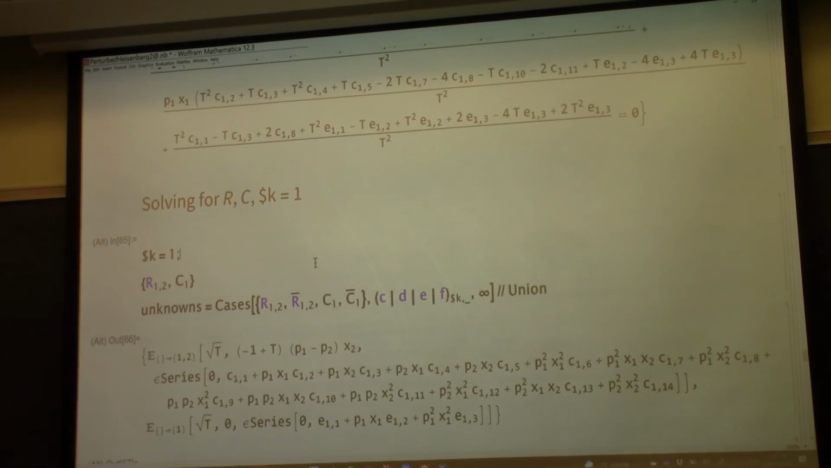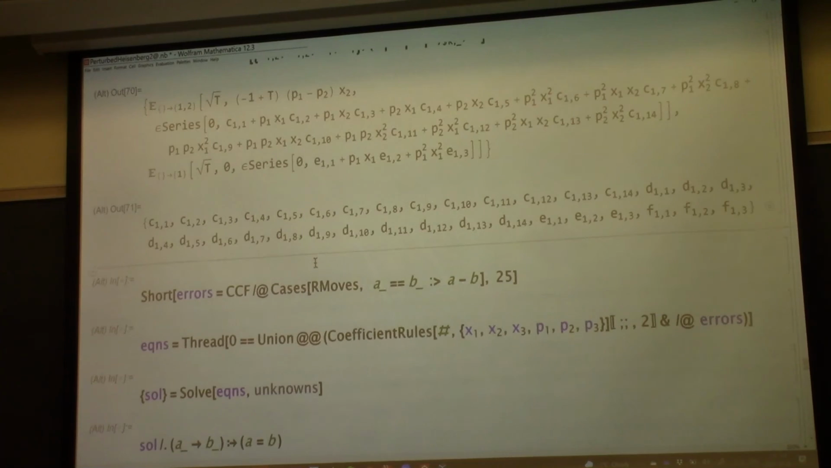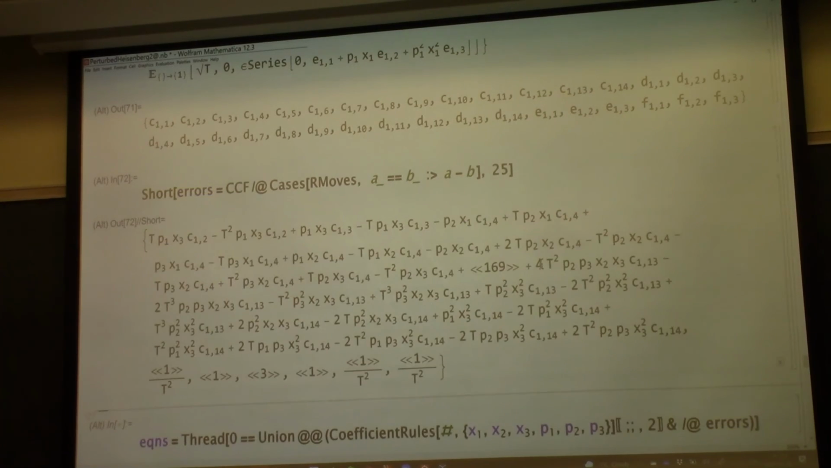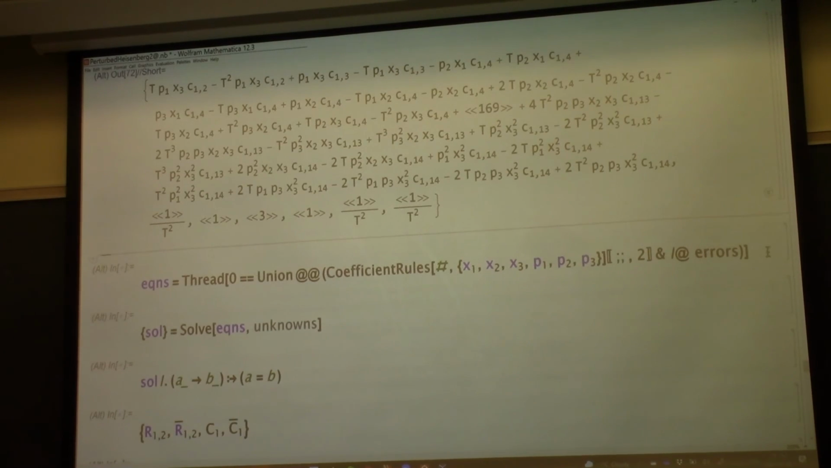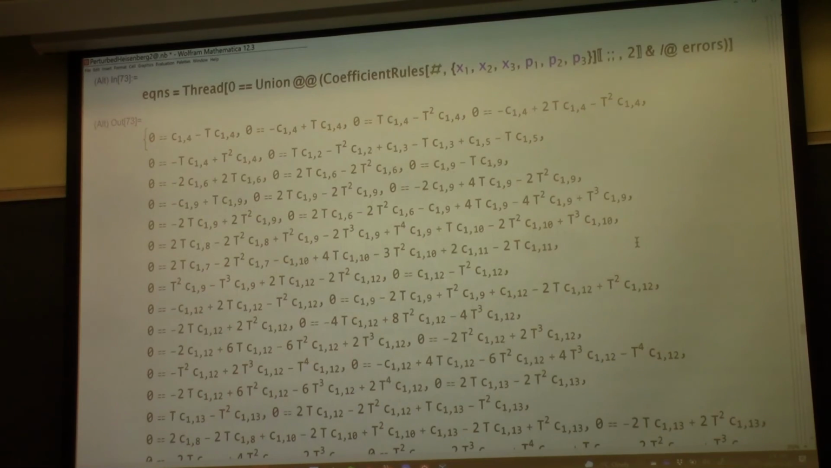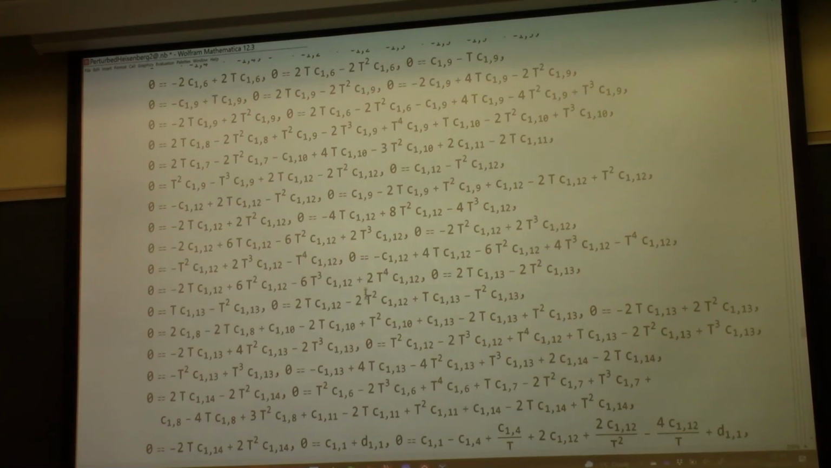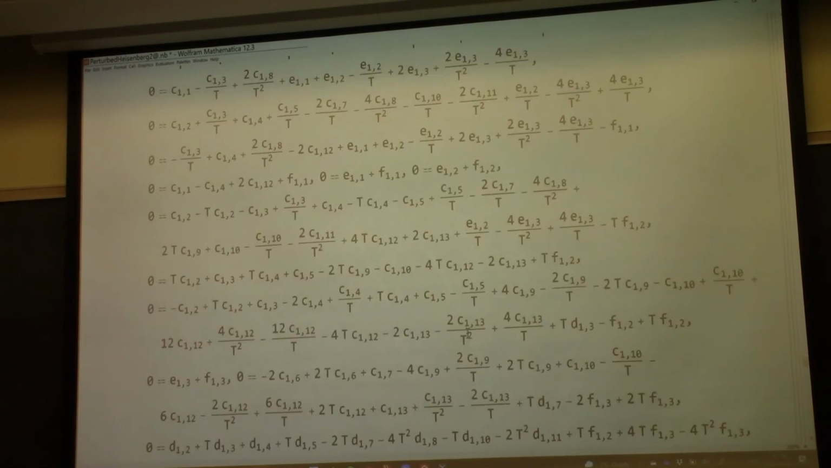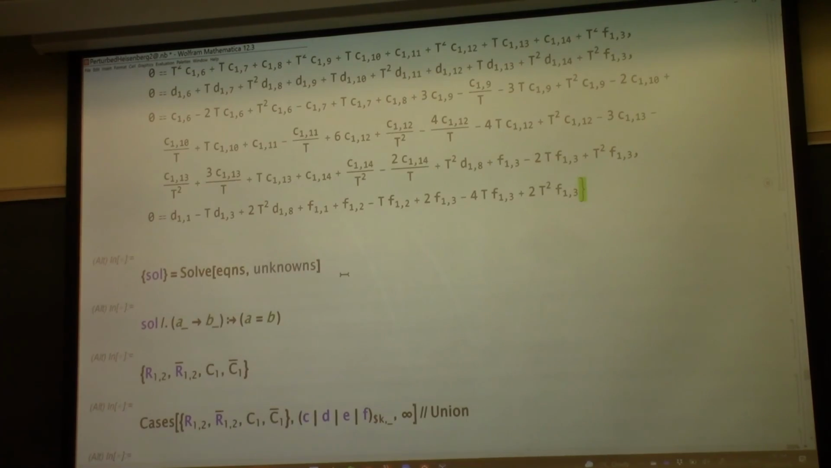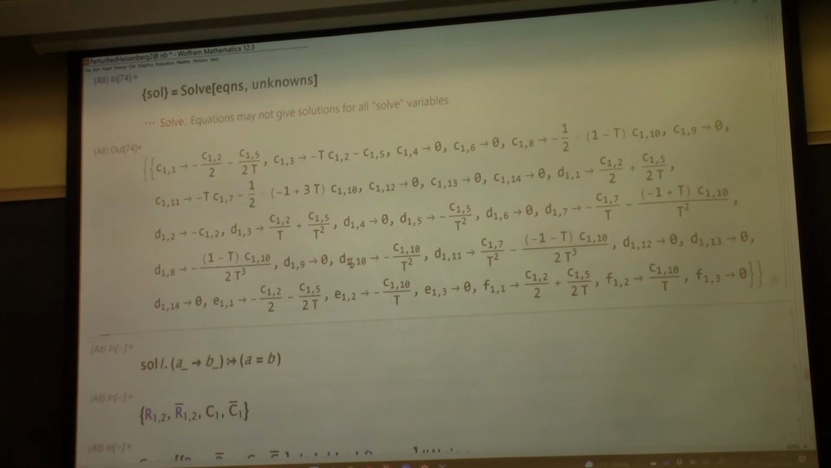So I generate the list of unknowns. I compute the errors in each of the equations. I actually turn this into a list of equations in the undetermined coefficients. So 0 should be C14 minus TC14, therefore C14 should be 0. But some of the equations are more interesting. I have the computer solve all the equations.